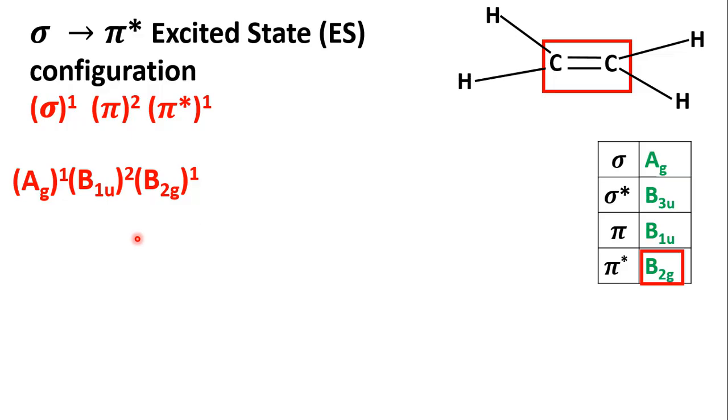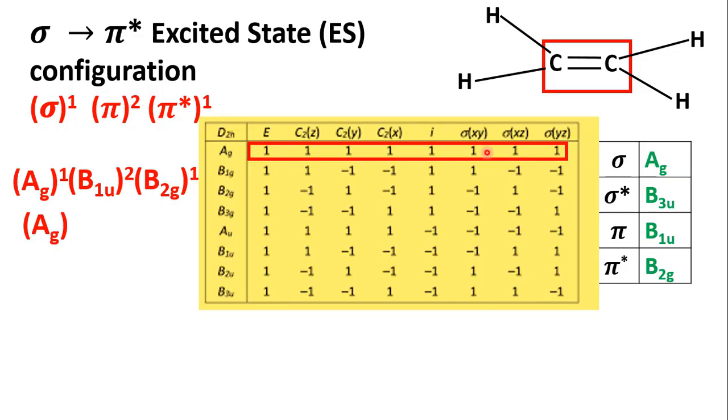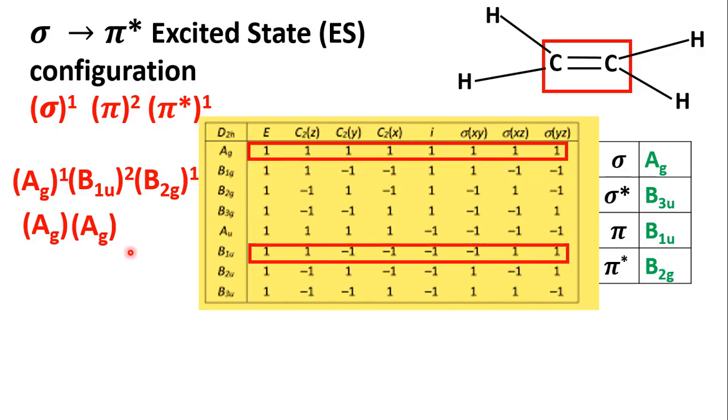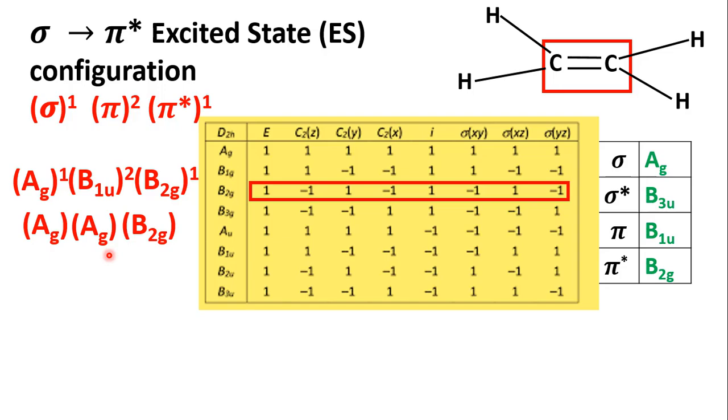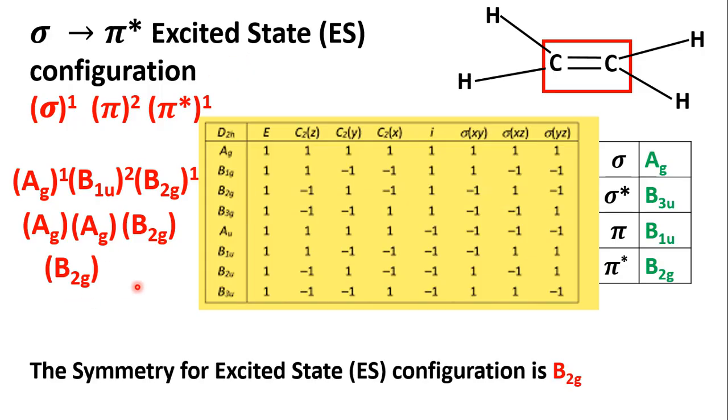And look at the character table. Ag is all positive. B1U contains positive as well as negative characters, but when you square B1U, all the characters become positive, and so you get Ag. B2G contains plus as well as minus characters. And if you take the product, you get B2G because Ag has all the characters positive. So the symmetry of the sigma to pi star excited state is B2G.